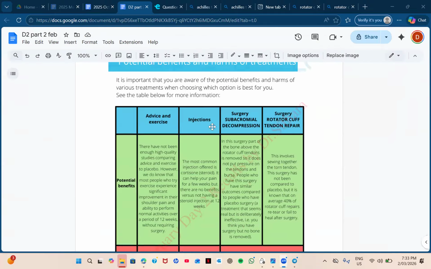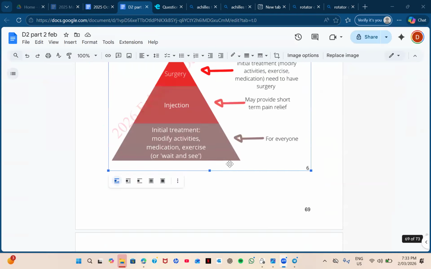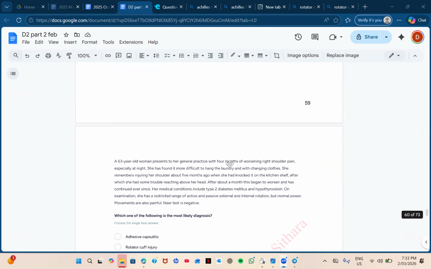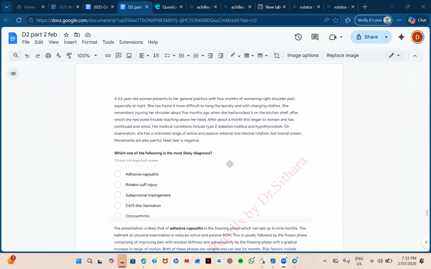So yeah, here also the same. I'm just discussing it very quickly. And there's one more thing you should remember. Okay, in adhesive capsulitis, these patients have a specific relation to one disease. What is that, doctors? They're strongly associated with diabetic patients.